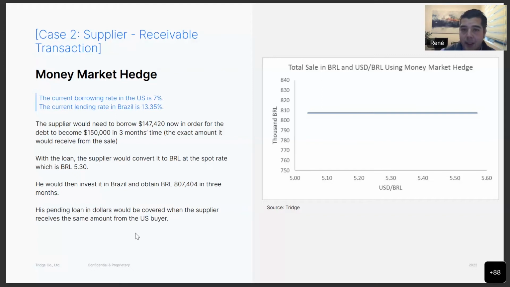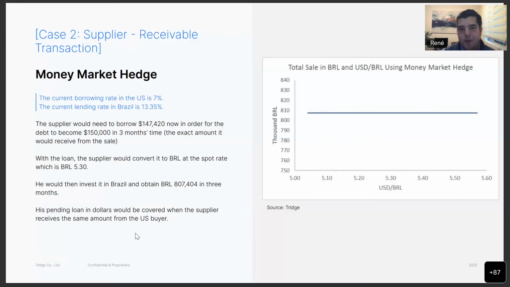And how will he pay that debt? When the actual money comes from the buyer, he will pay that debt. But he can use that money now. So what does he do with the money? He borrows in dollars. He converts it to Brazilian reals right away. And he can deposit those reals and earn interest for 3 months' time.